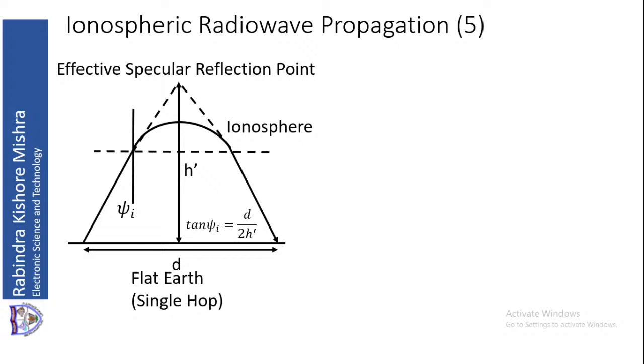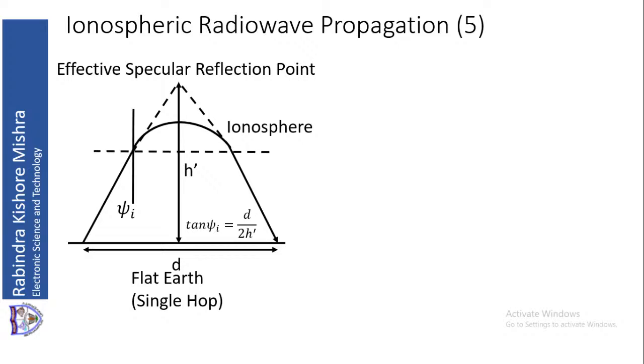From that we can easily find out what will be my skip distance. D is called the skip distance. Actually, the single hop distance, the hopping distance, not skip distance, is the hopping distance. So hopping distance you can always find out. D is equal to 2 h dash tan psi I, depending on the angle of incidence.